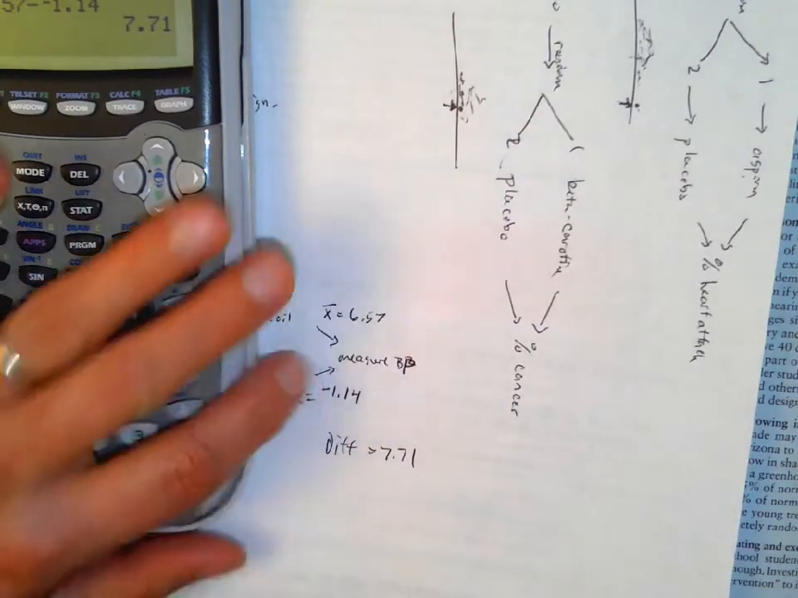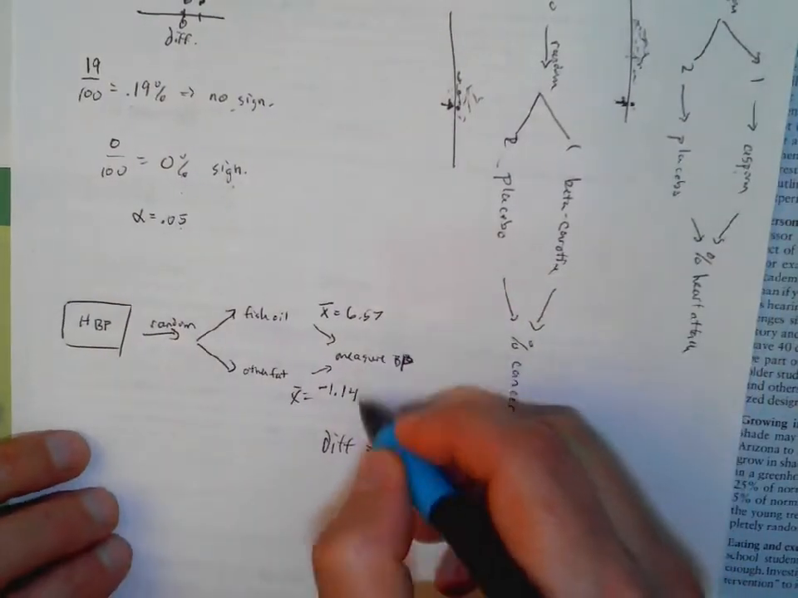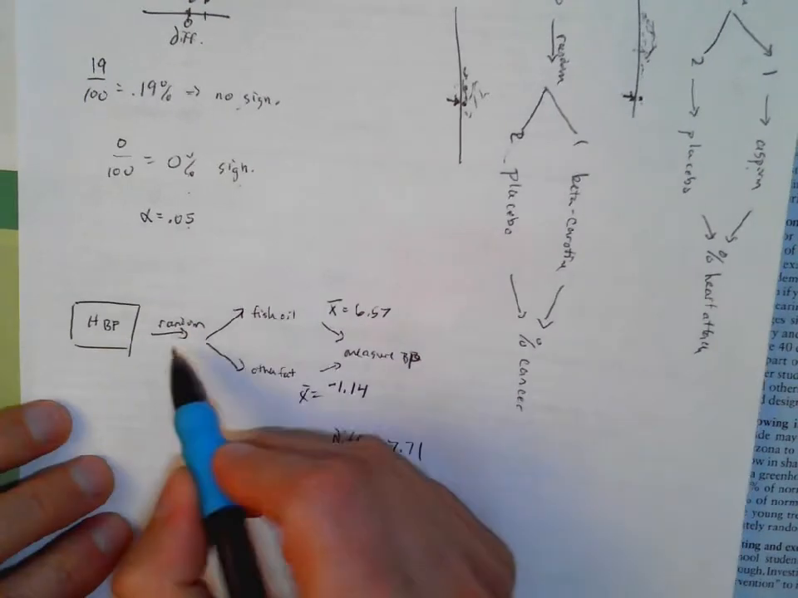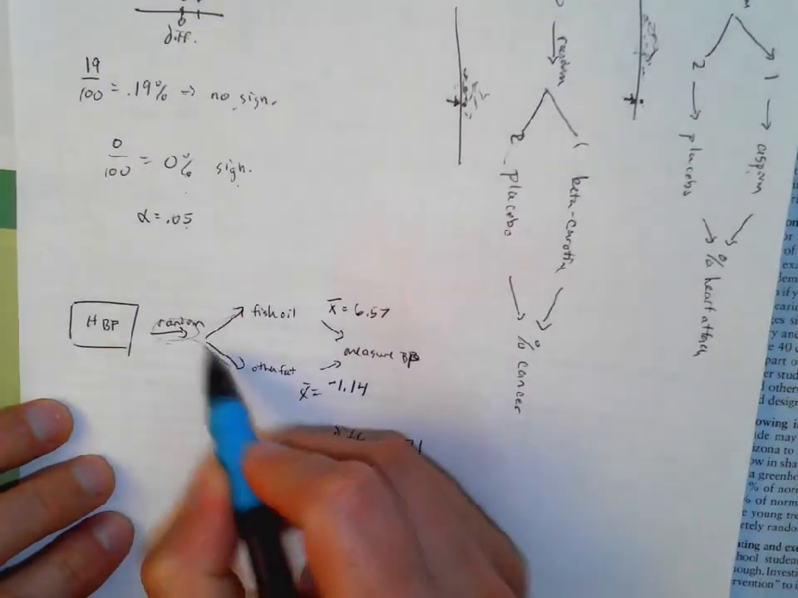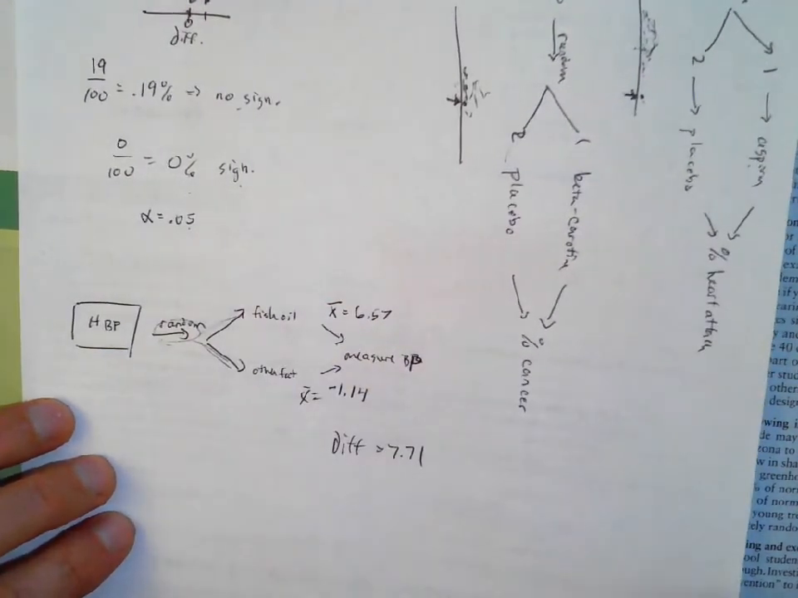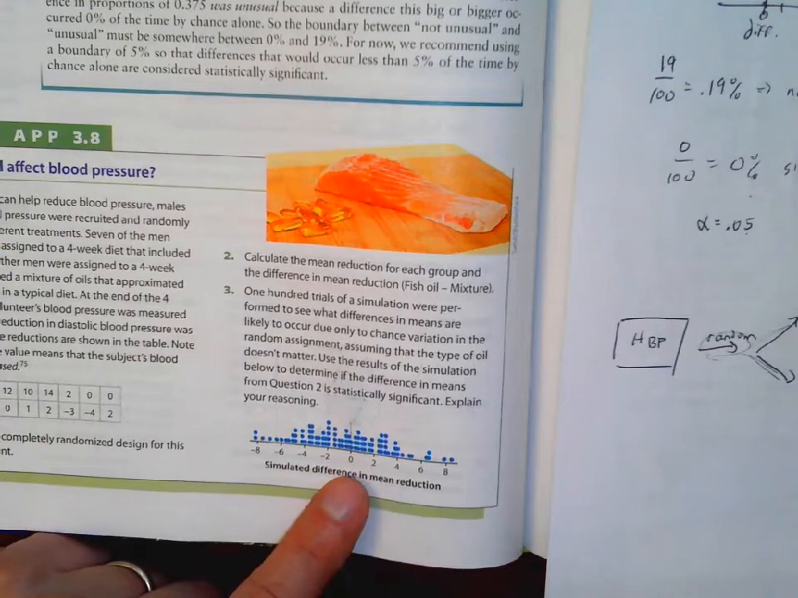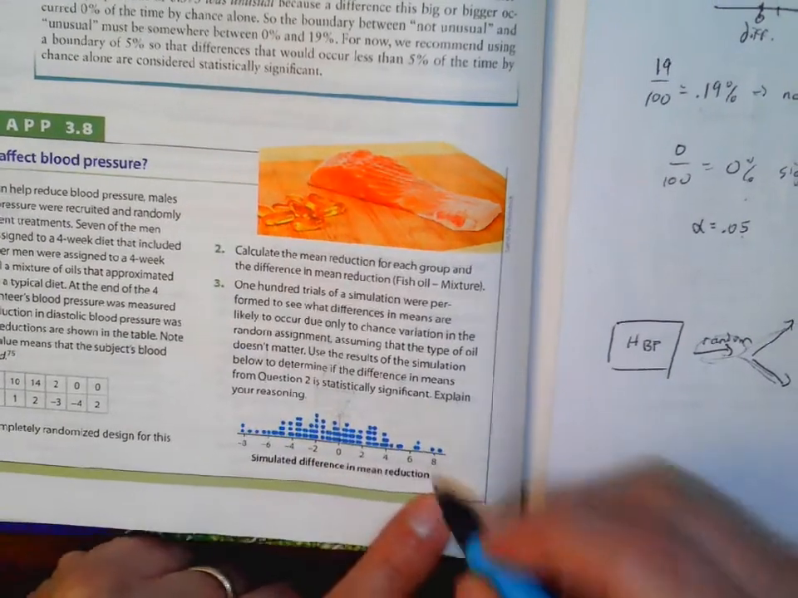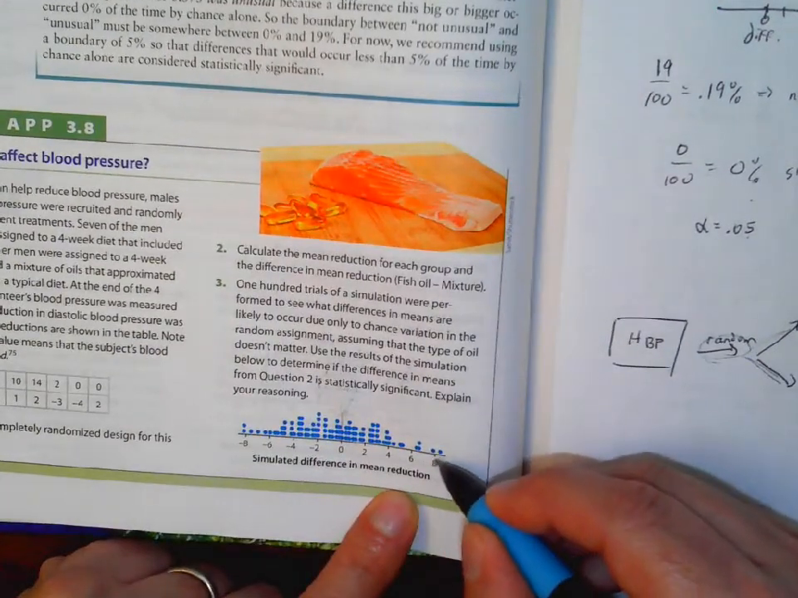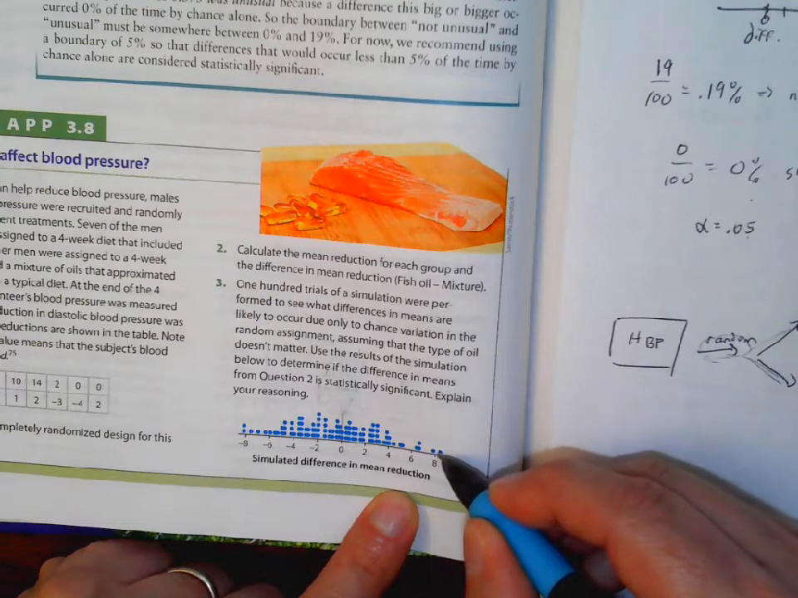Now, does that difference between these groups, is it significant? Or could it be because of how the people were randomly put into the groups? So here's a simulation. They did it 100 times. And we got a difference of 7.71. Let's say there's 2 of them.